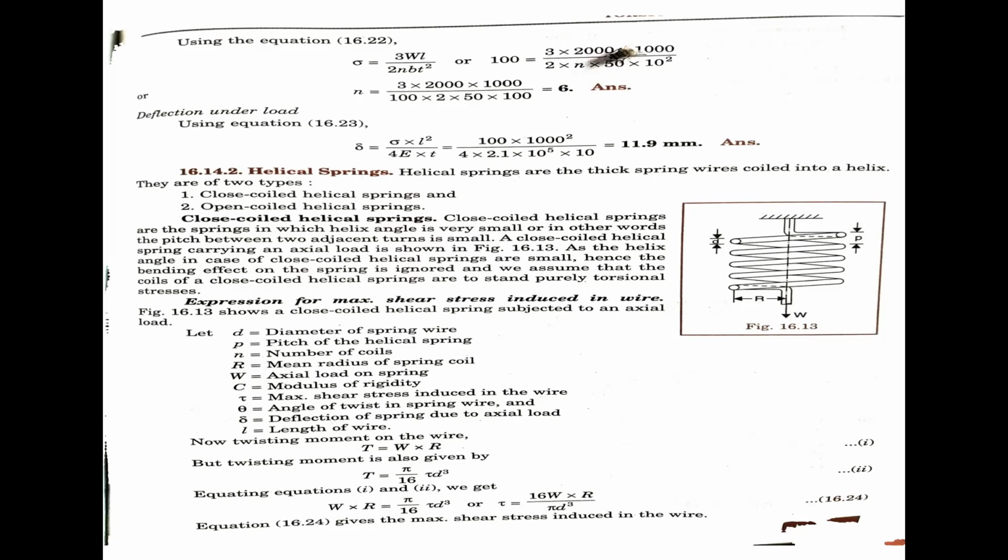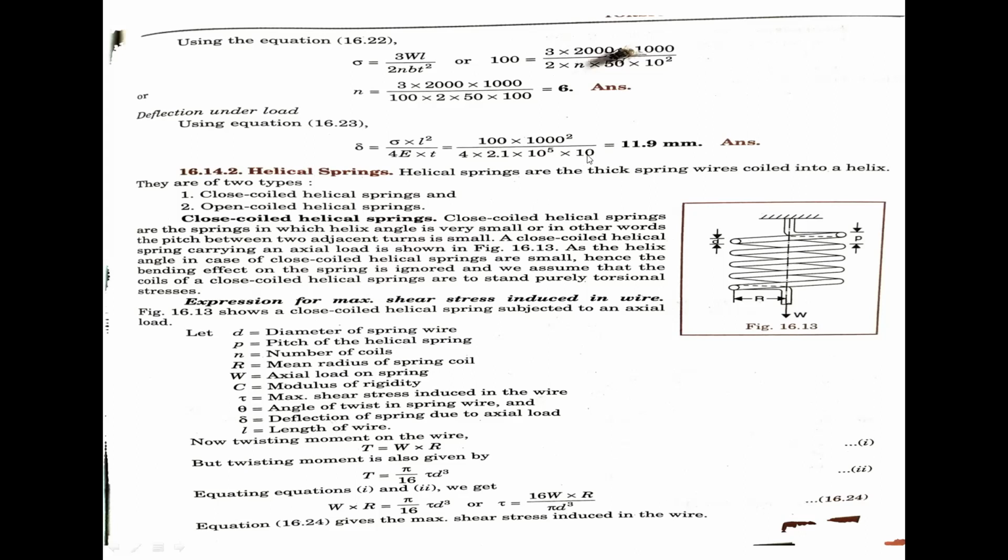Okay, deflection under load using equation 16.23. To calculate the deflection, the formula is delta equal to sigma L square by 4Et. That equals, finally, sigma equal to 100 and L equal to 1000, 4 into the modulus of elasticity 2.1 into 10 to the power of 5 into thickness of plate t.